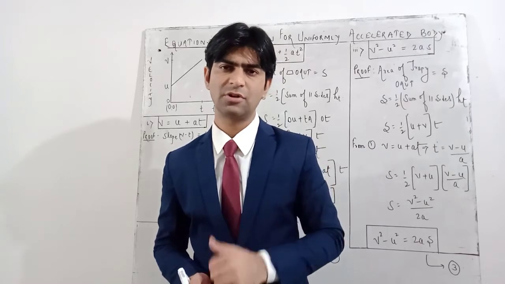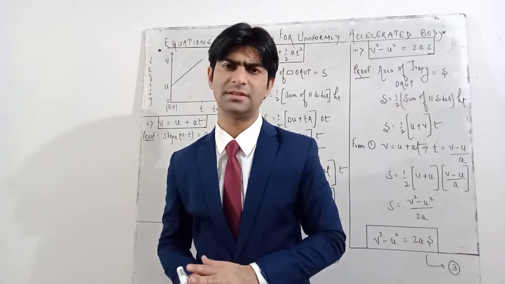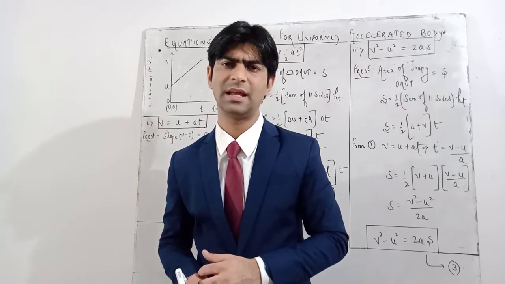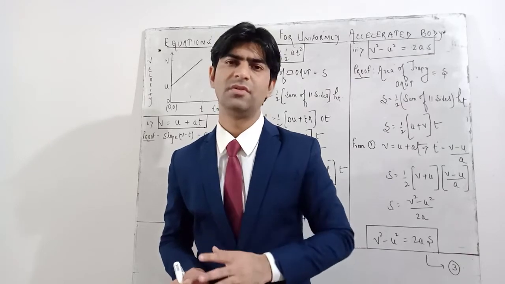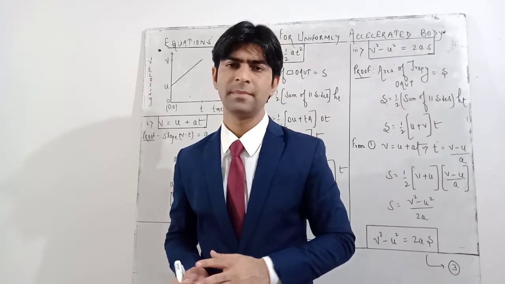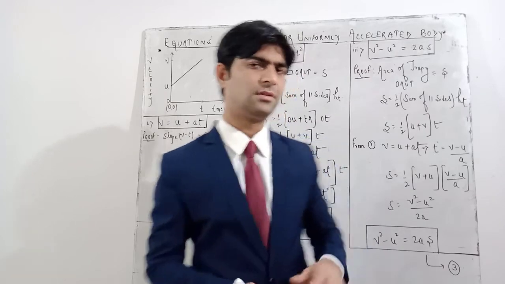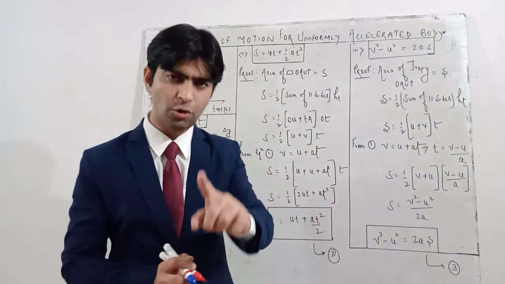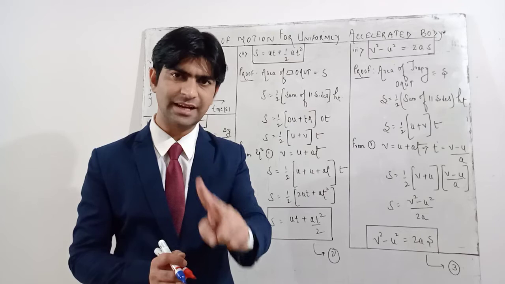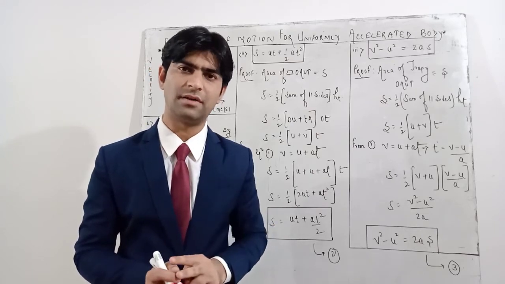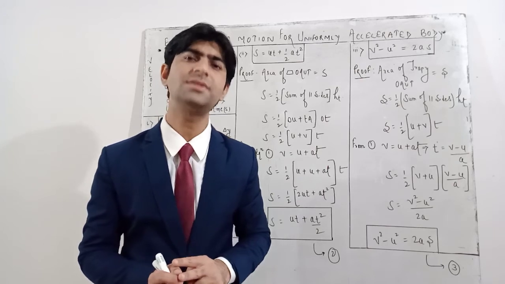These derivations we are going to do with graphical analysis. The calculus method is also there, but here we are going to discuss the graphical analysis. With the help of the graph, we are going to derive these equations. The first equation we have to derive with the slope of a VT graph. The second and third equations we have to derive with the area under the graph of velocity versus time.